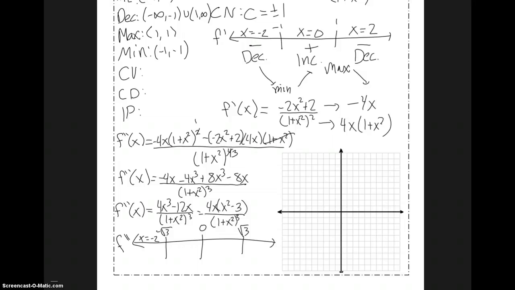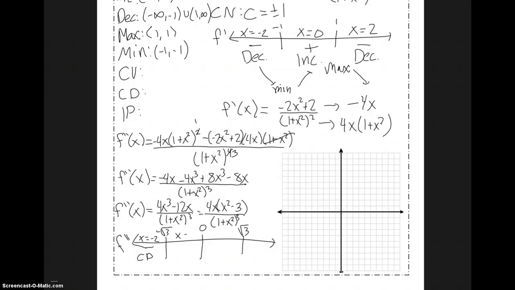And again, my denominator is positive, so really I'm only concerned with my numerator. If I do -2 squared, I get 4 minus 3, which is a positive 1, but then the 4x is going to be negative. So this is negative, which means concave down.